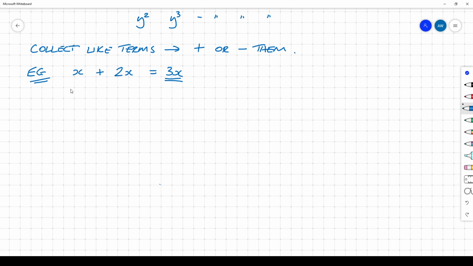Let's look at a subtraction. What about 7y take away 5y? So we could think of those as yogurts. 7 yogurts take away 5 yogurts is 2 yogurts. Okay.